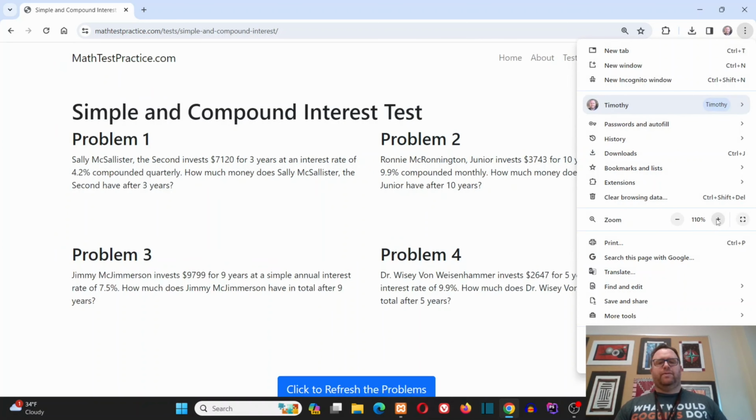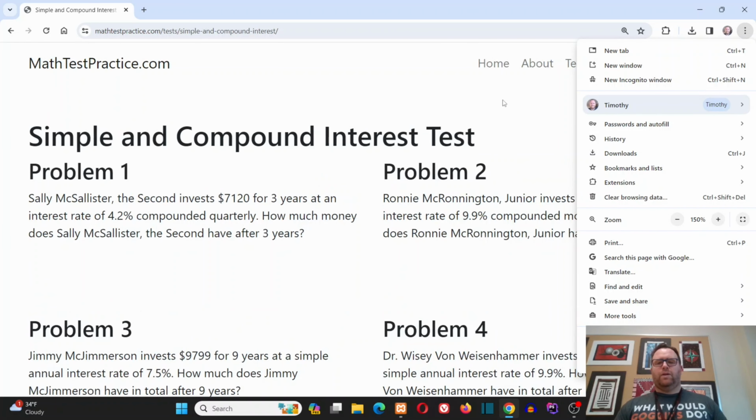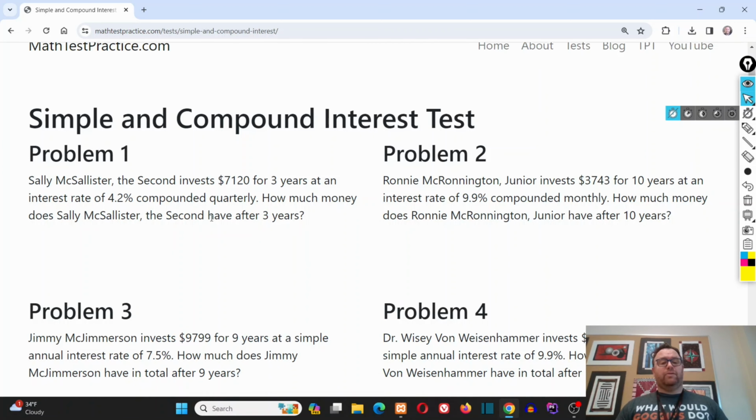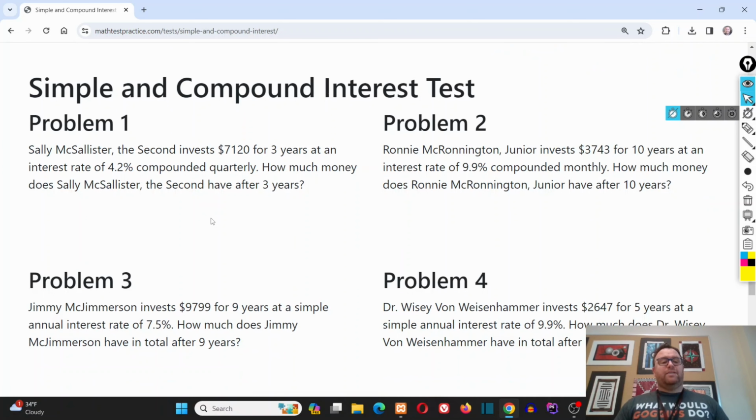So I'm going to zoom in here a bit. All right, so in this first problem, we have Sally McAllister II invests $7,120 for 3 years at an interest rate of 4.2% compounded quarterly. How much money does Sally McAllister II have after 3 years?